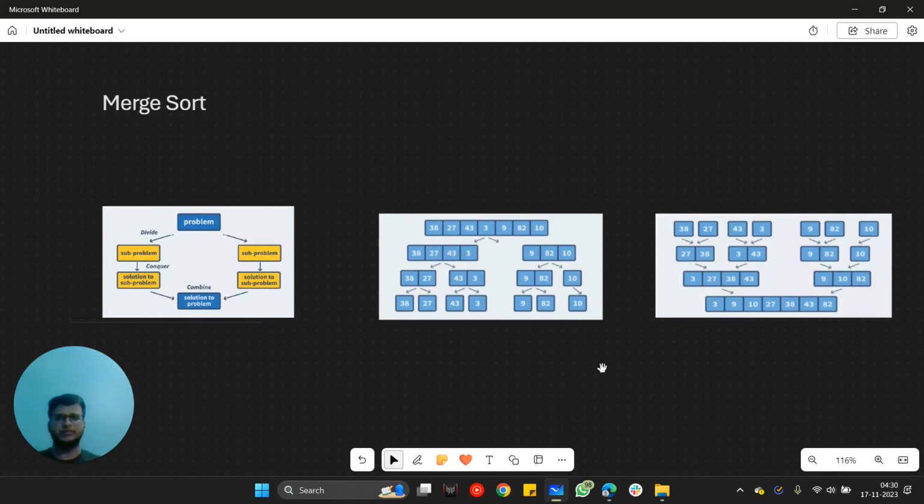And we have many applications of merge sort, like inversion count, which can be easily done through merge sort. So yeah, that's it for today. And yeah, thank you.